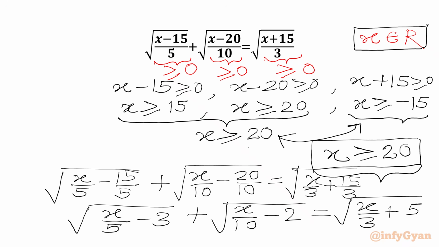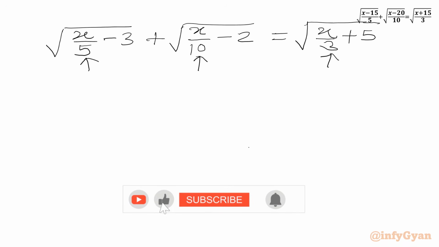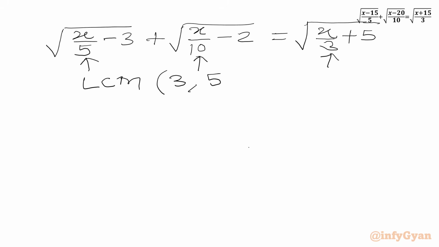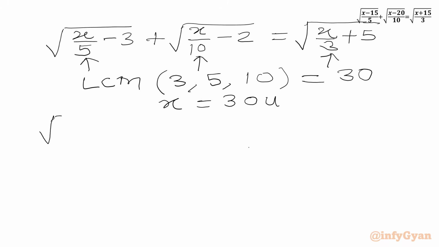Now we have 5, 10 and 3 in the denominators. We'll find the LCM of all three numbers. So let us write the LCM of 3, 5 and 10, which is equal to 30. So let us assume x equal to 30 times u. This is our substitution. We will get x equal to 30u.